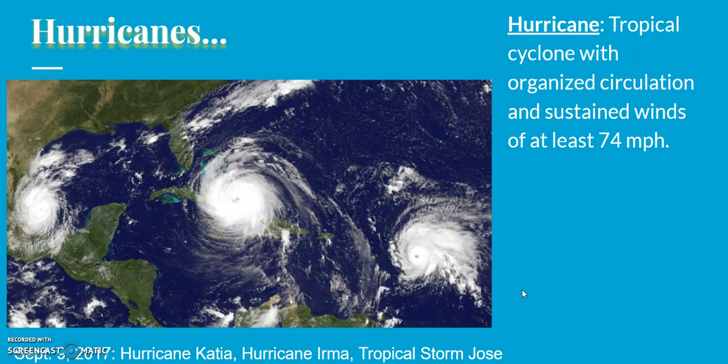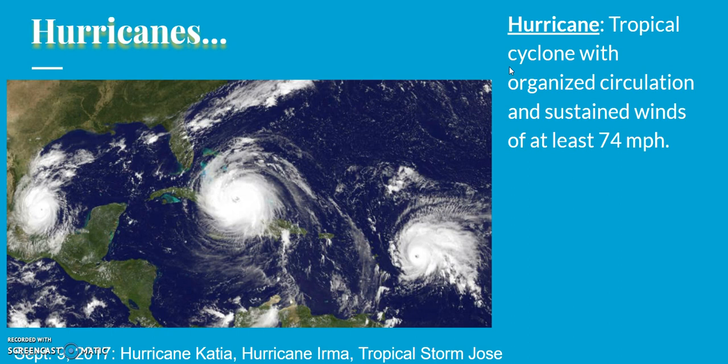Then we move on to hurricanes. Hurricanes are kind of your papa bear of your tropical cyclones. They are the highest level. These are tropical cyclones with organized circulation and sustained winds of at least 74 miles an hour.